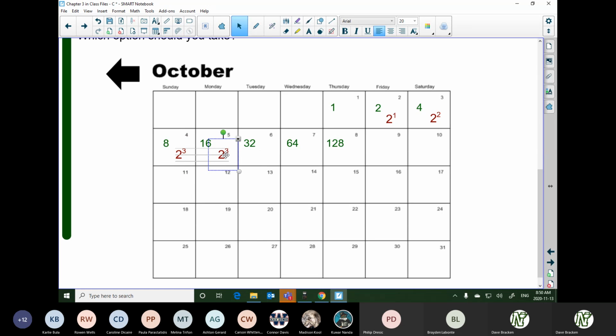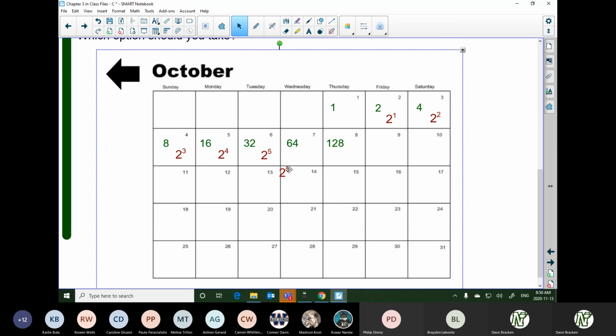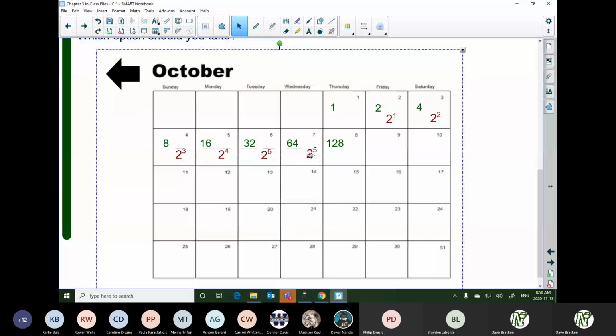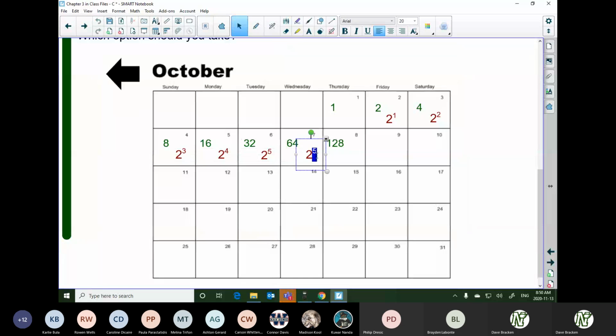16 is 2 to the power of 4. 2 times 2 times 2 times 2. Don't go 2 times 8. 2 times 2 times 2 times 2. How many times do you have to multiply 2 by itself to get to 16? And if you see the pattern going here, the next one is 2 times itself 5 times. Then 2 times itself, this is 6 times.